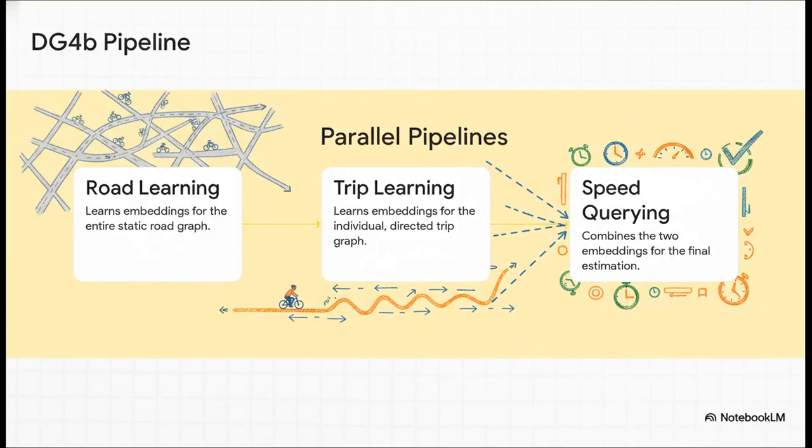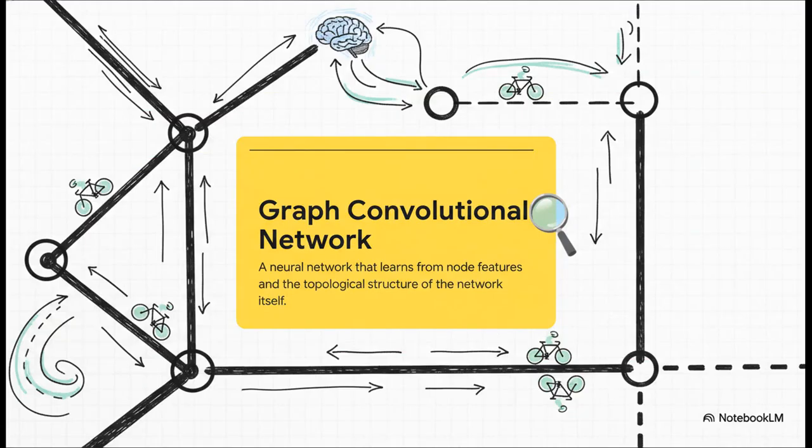Basically, the model runs two processes in parallel. Think of it like two assembly lines working at once. One line is focused on the big picture, the static city map. It learns a rich understanding and embedding of the entire road network. At the exact same time, the other line is totally focused on the individual trip, that dynamic graph. And then at the very end, it brings the insights from both of those lines together to make its final prediction. Now, for the GNN experts watching, you've probably been waiting for this.